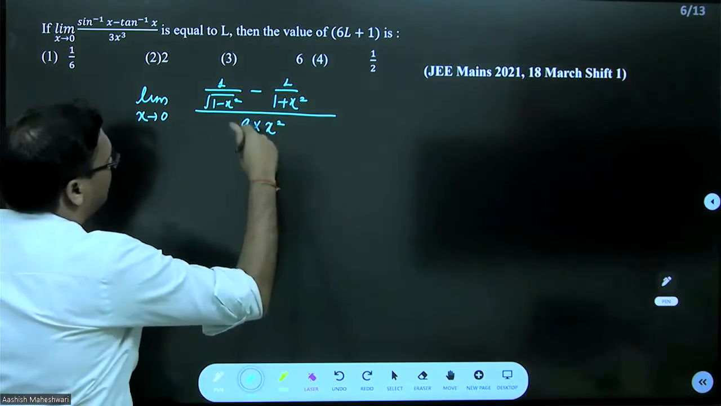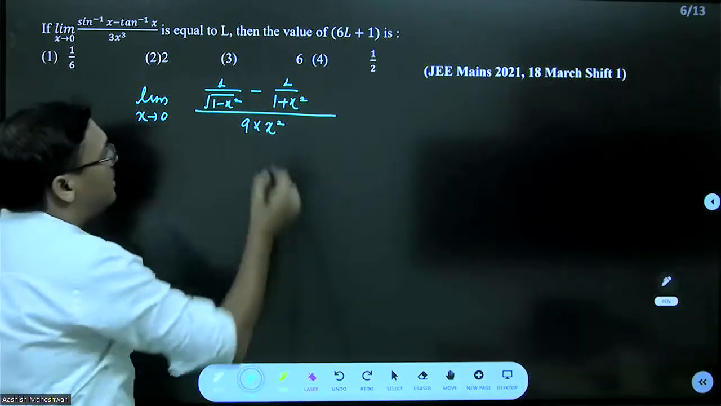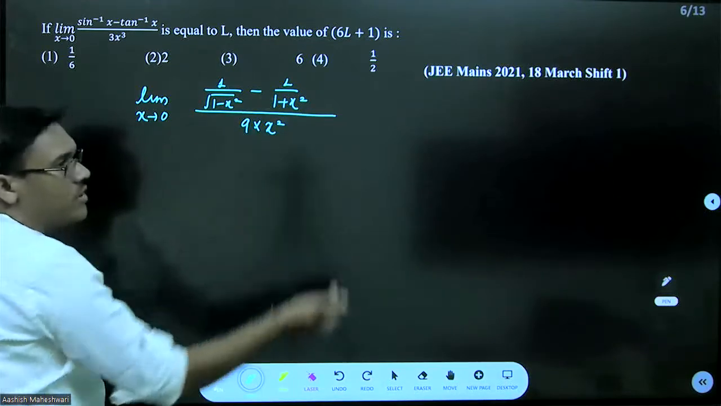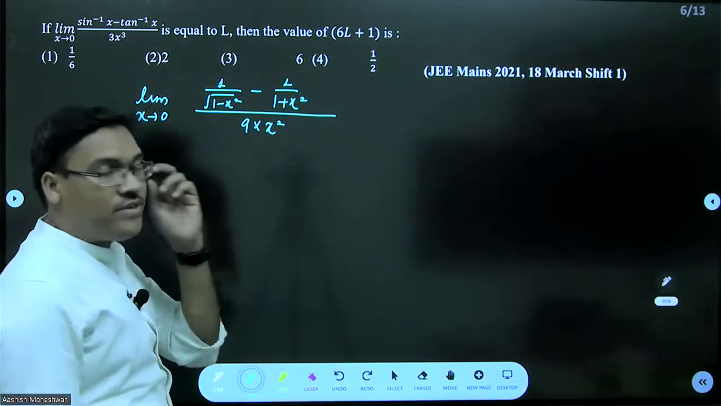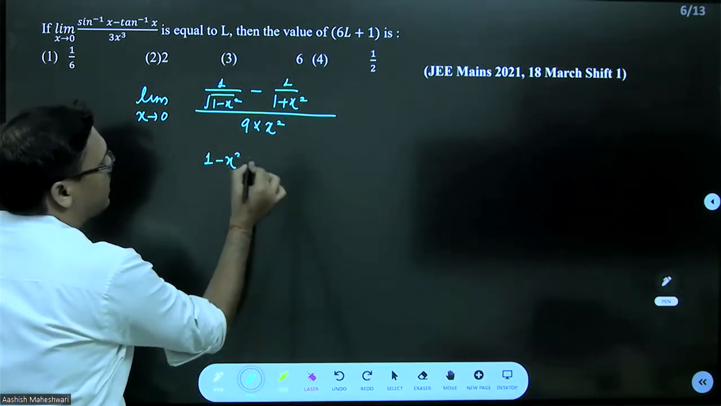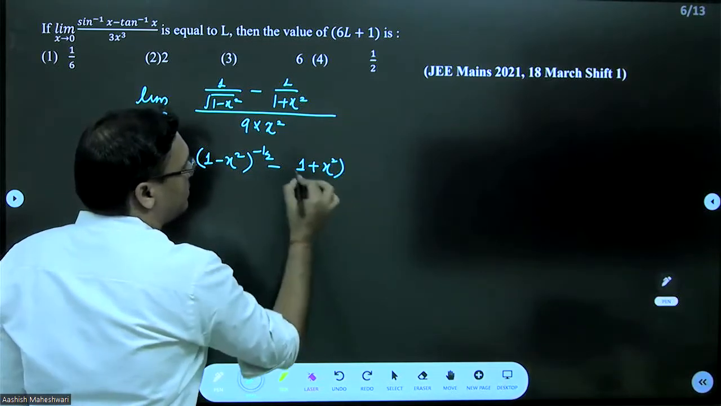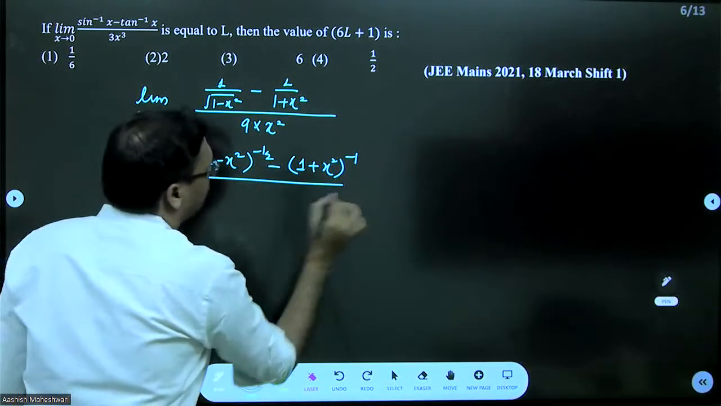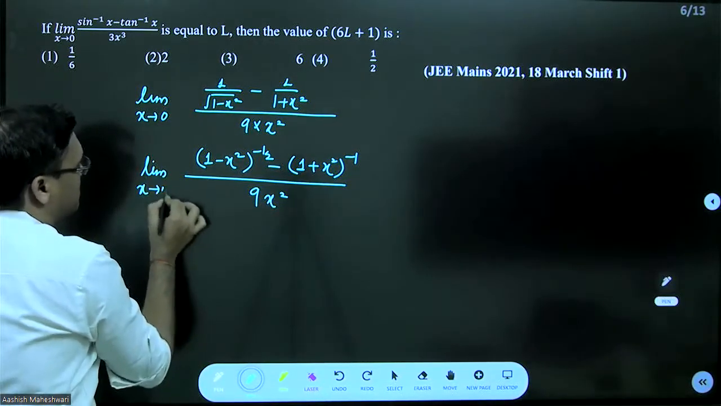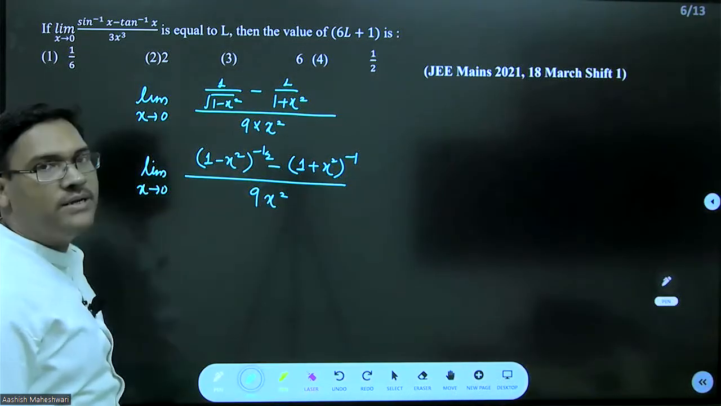Now see, if you just observe this, the limit is still not solved, because if you put x equal to 0, this is 0/0 form again. If you simplify it, it is still 0/0 form. So if you want to differentiate again, it will be a little complicated. So what you can do is, you can see this is 1 minus x square raised to minus 1/2 minus 1 plus x square raised to minus 1, divided by 9x square, limit x approaches 0, right?